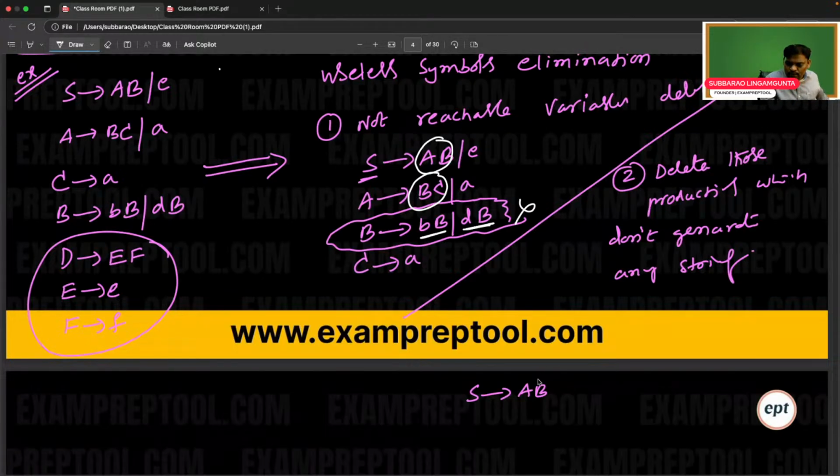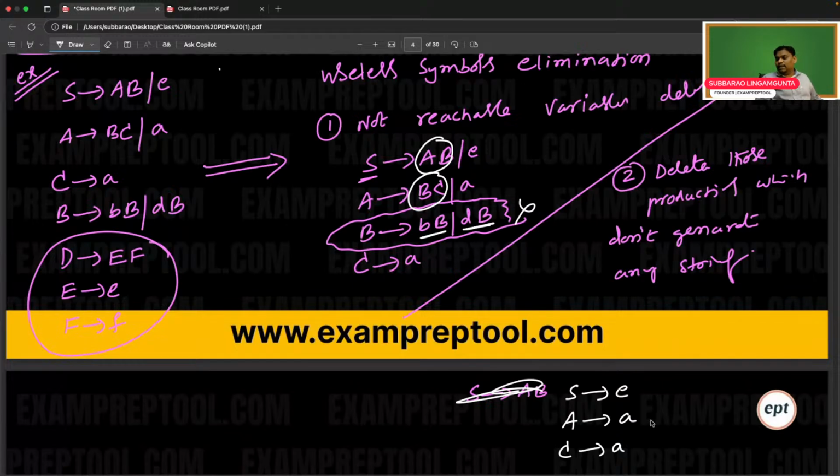So let's say this one. S goes to E. Remember, S goes to E. S goes to AB. AB requires B, so there is no use. Delete it. Next one, A goes to BC. I think it is based on B. Delete it. So A. Next one, careful everyone. Next one, if you observe clearly, C goes to small a.